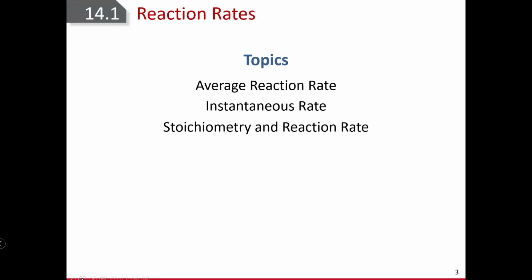So this section, we have average rate of reaction, we have instantaneous rate of reaction, and then we have stoichiometry and reaction rate. So this section is all about reaction rates.